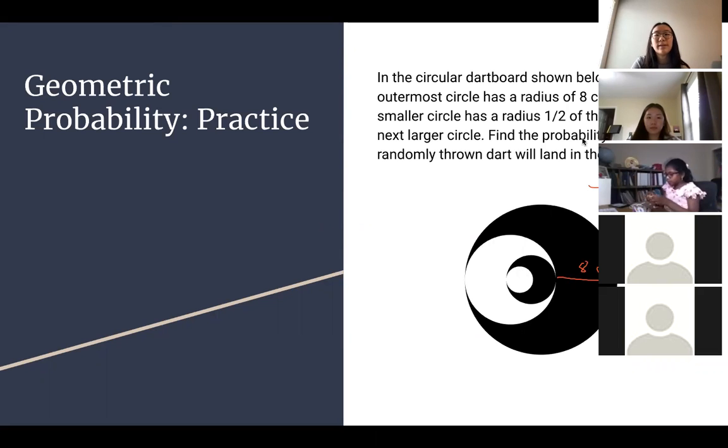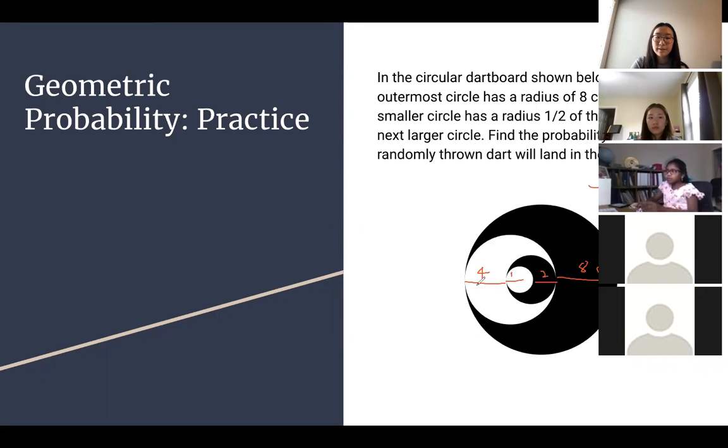So we know that the radius of this big circle is going to be 8 centimeters. And then each smaller circle has a radius 1/2 of the next larger one. So this big white circle is going to have a radius of 4. This smaller black one is going to have a radius of 2. And this white one is going to have a radius of 1. So now we just have to find the area of basically all these circles.